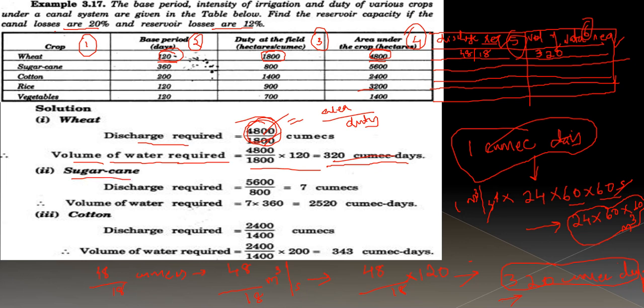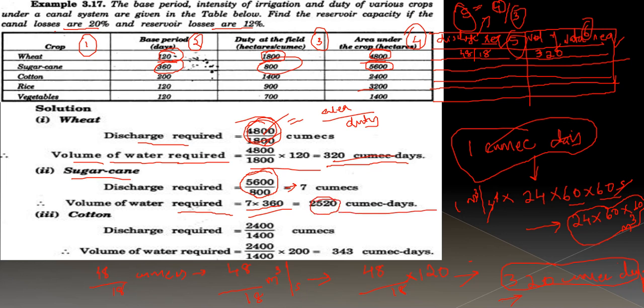Now that is the volume of water required for wheat. Now for sugarcane, do the same calculation. Area under the crop, sugarcane, is 5,600 and duty at the field is 800. Therefore, 5,600 by 800. So this column you will be obtaining by dividing the fourth column by the third column. 5,600 by 800 is equal to 7 cumecs required, and volume of water required is equal to 7 into the base period of 360. Therefore, you will get 2520 cubic days.